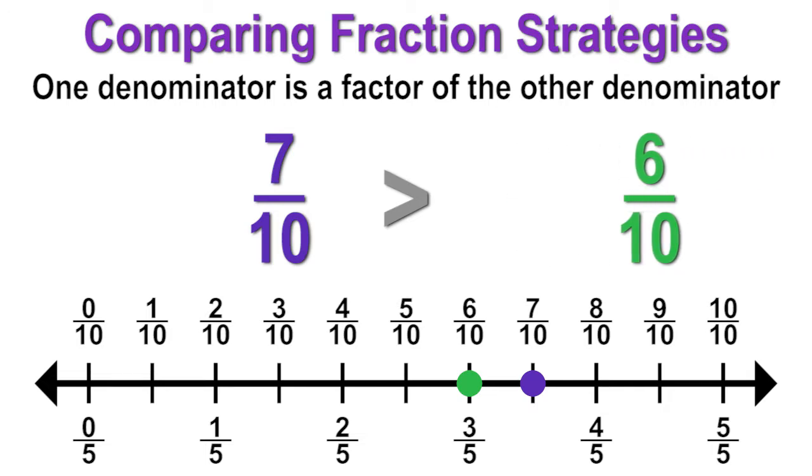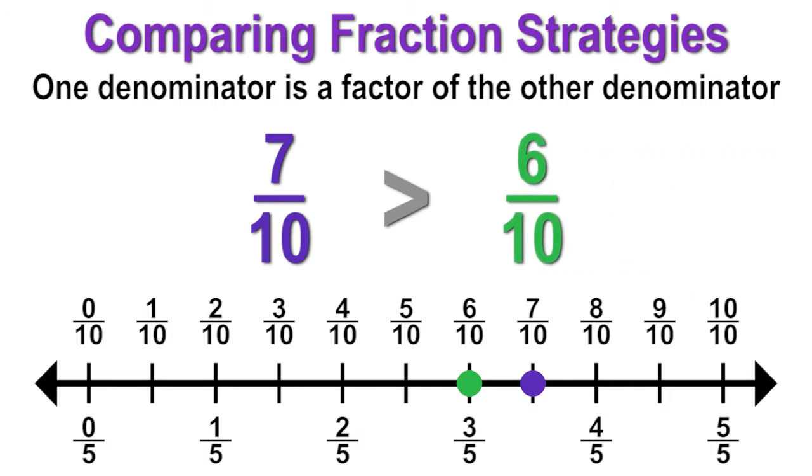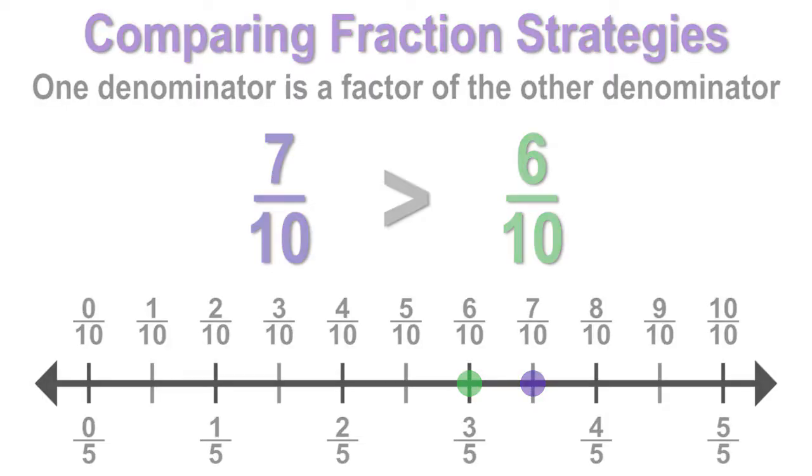With common denominators, these fractions are easy to compare. 7/10 has more pieces than 6/10, so 7/10 is greater than 6/10, or 3/5. This strategy works well when one denominator is a factor of the other because we only have to find an equivalent fraction for one of the fractions in the set. But what about when one denominator is not a factor of the other?